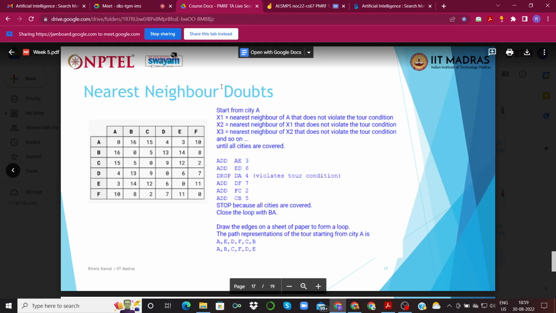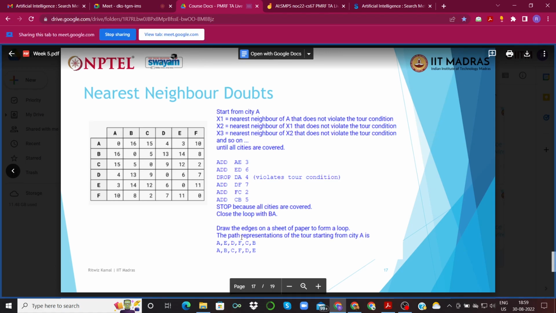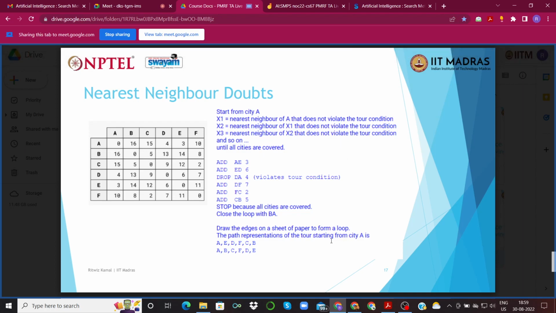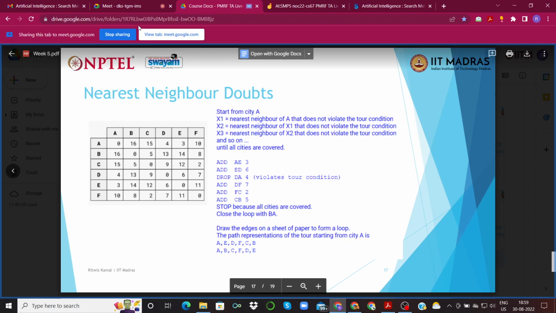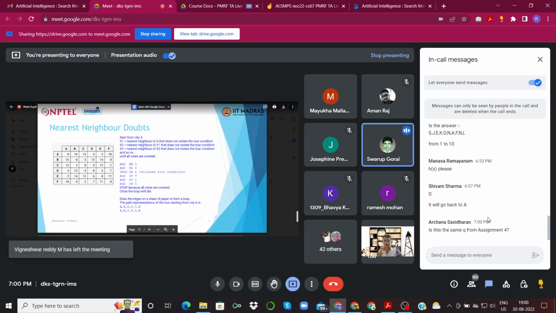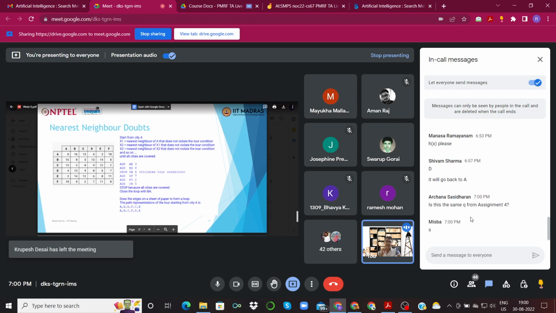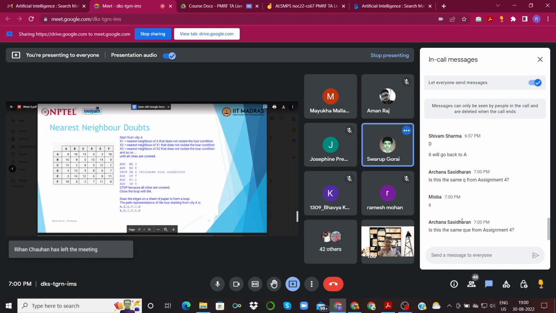So this is basically your nearest neighbor. You can draw the edges on a sheet of paper. Why are we putting a loop at the end when a closed loop is not allowed? A closed loop is not allowed before we have covered all cities. But after covering all cities, to complete the TSP tour, we need to close the loop and go back to our origin city. It's the traveling salesman problem. Yes, exactly. Okay, understood.